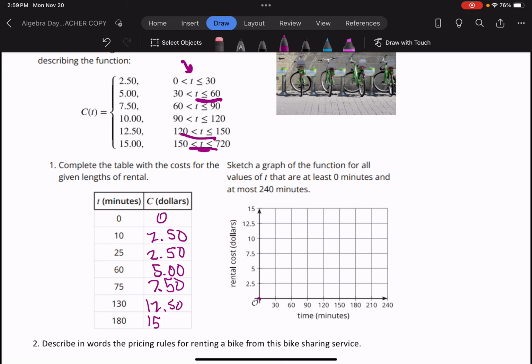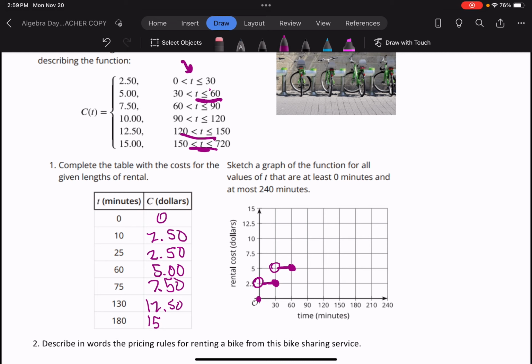At 0, it costs $0, right? Anything after that, though, it's going to cost $2.50. So from 0 until we get to 30 minutes, and including 30 minutes, so it's going to be filled in, it's going to be $2.50. Then from 30 minutes to 60 minutes, it's going to be $5. So open circle on the 30, closed circle on the 60, and it's going to be $5.